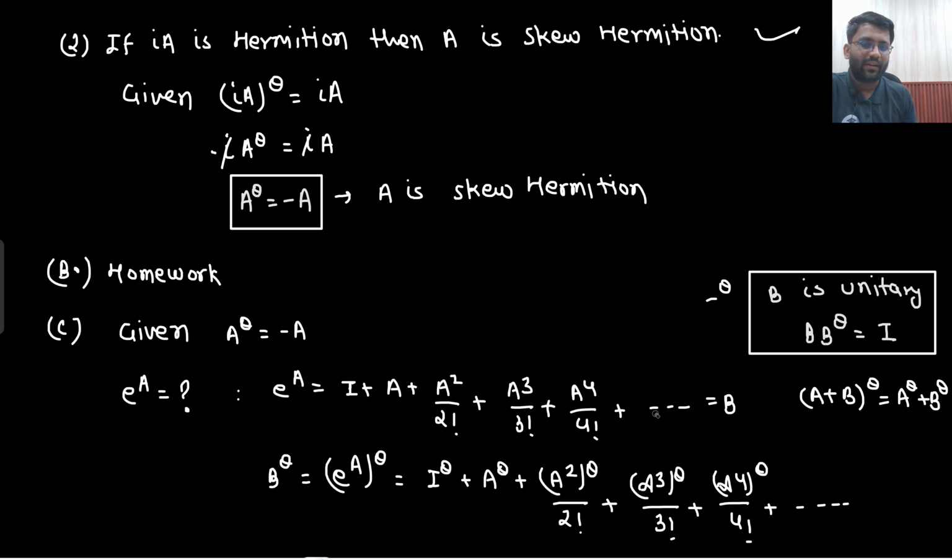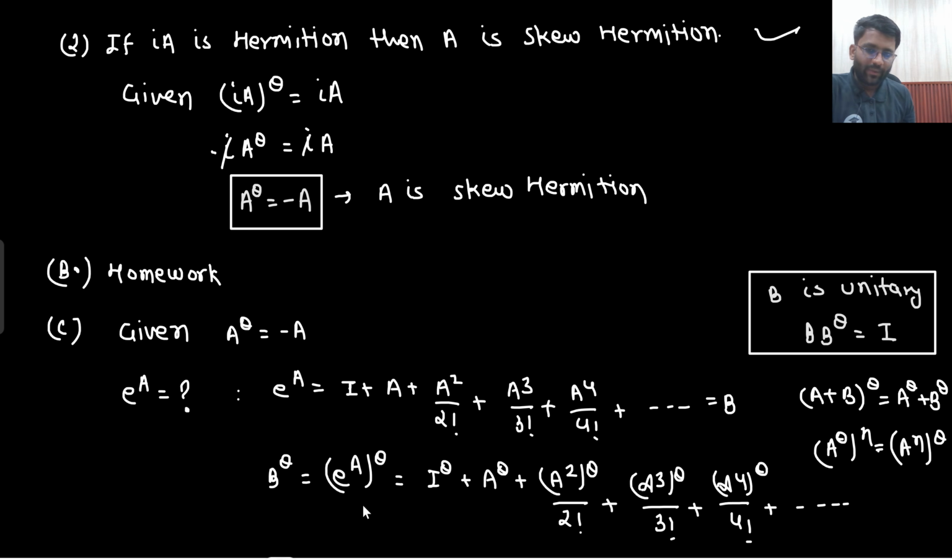So again another property I am writing down. What property? (A theta) to the power n could be written as A to the power n theta. So here it is written A to the power 4 theta, so theta can come inside and 4 can go outside. So what are we getting? B theta, and what will be I theta? What is the identity matrix? Identity matrix is 1 0 0 1. You take its transpose, you will get the same matrix only, and you can take its conjugate as well. Why would you take the conjugate? All are real elements, no? So real elements will have the same conjugate only. So I theta will be equal to I only.